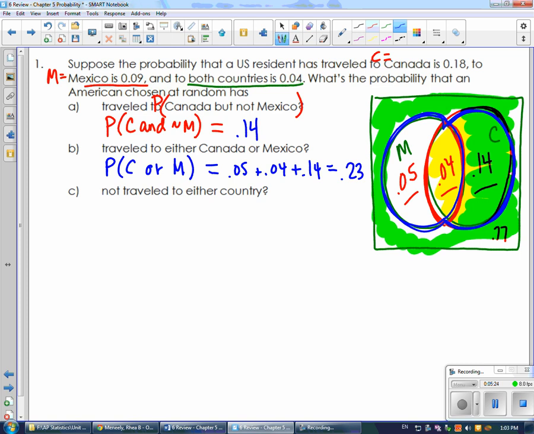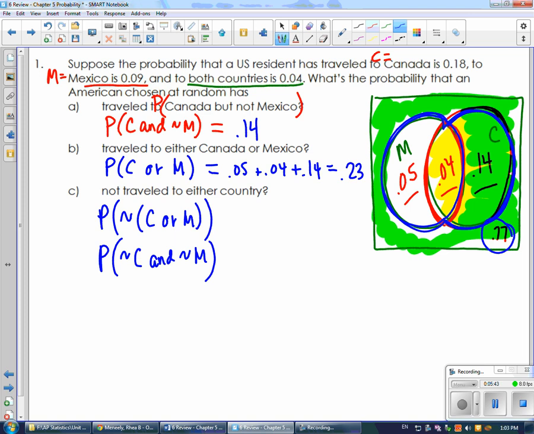Not traveled to either country, that would be the probability of not, and I can write it this way, Canada or Mexico. Or I can write it as the probability of not Canada and not Mexico. But either way, I'm looking at this 77% of the population that hasn't visited either. And you can also do this as just 1 minus 0.23, which is the probability of visiting Canada or Mexico, because it's just the complement.